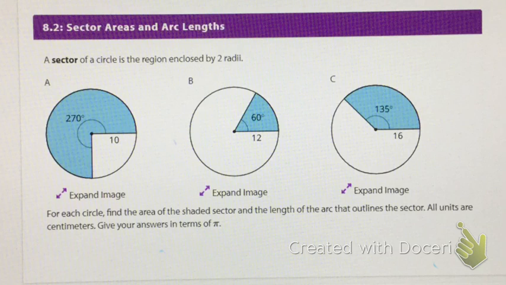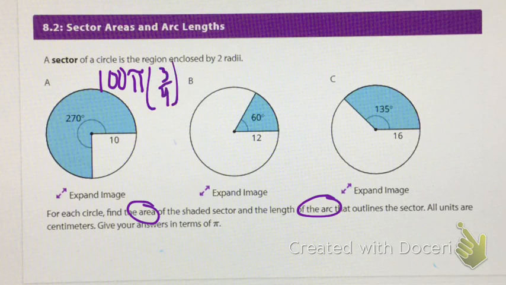I've got a sector there, and I want the area and the arc length. So I've got to do both here. Let's do the area on top, the arc length on the bottom. On top we got 10. That's going to be 100 pi for the whole area. And then it's 270, so that's 3/4 of 360. So 100 times 3/4, think quarters here: 25, 50, 75. That's 75 pi for the area.